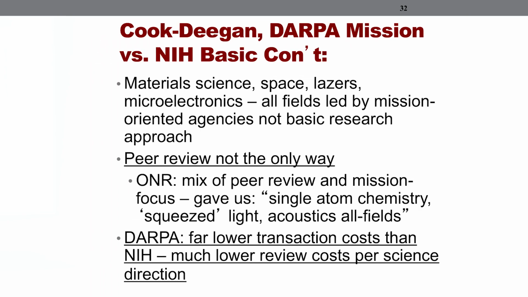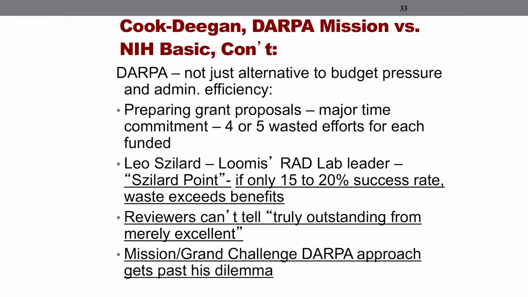Robert Cook-Deegan underscores that the DARPA model suggests that peer review is not the only way of organizing research. DARPA has far lower transaction costs than NIH does, a lot lower review costs per science direction. He introduces this issue of how conservative peer review gets when it gets to an award rate that's much worse than about 1 out of 3 applications per grants awarded.